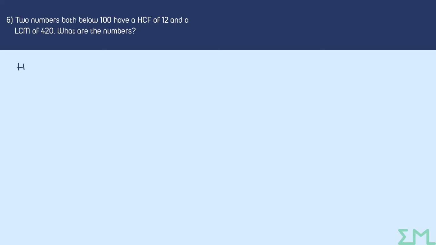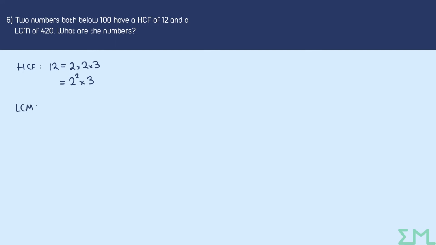So our HCF is 12. Let's write that down as a product of prime factors. I can halve 12 to give 6, and I can halve again to give 3. So 12 can be written as 2 squared times 3.